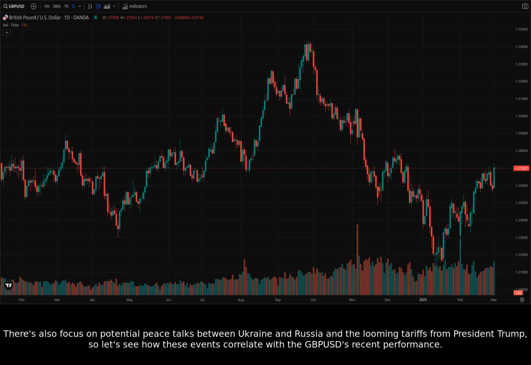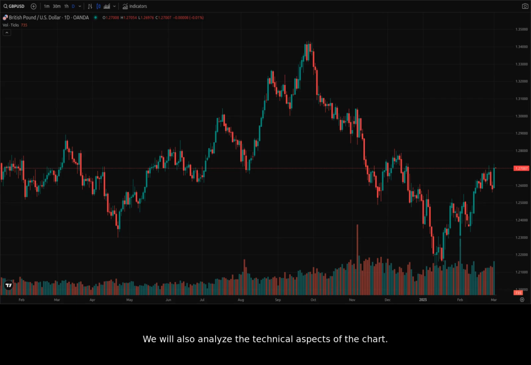There's also focus on potential peace talks between Ukraine and Russia and the looming tariffs from President Trump, so let's see how these events correlate with the GBPUSD's recent performance. We will also analyze the technical aspects of the chart. Let's start with the daily chart to get a broad perspective.